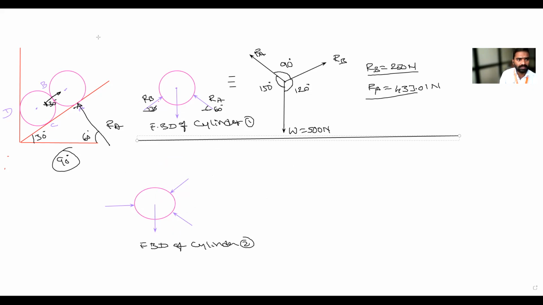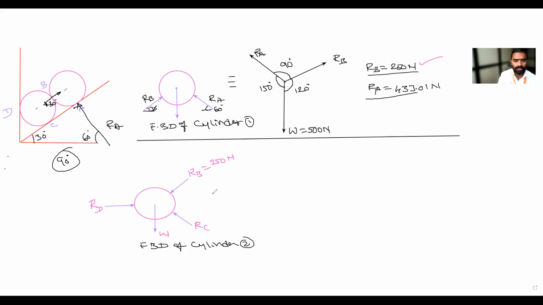In this cylinder 2, how many unknowns are there? First one is RC. Then there is RD. Then there is RB, but this RB is already found out, correct? That is 250 Newton. And there is a weight W.